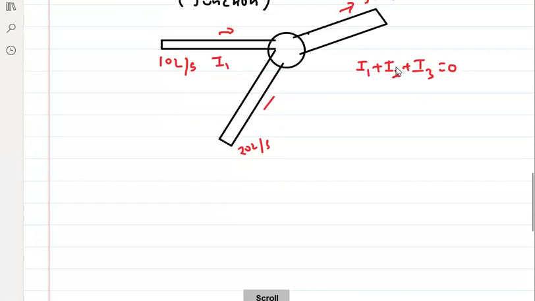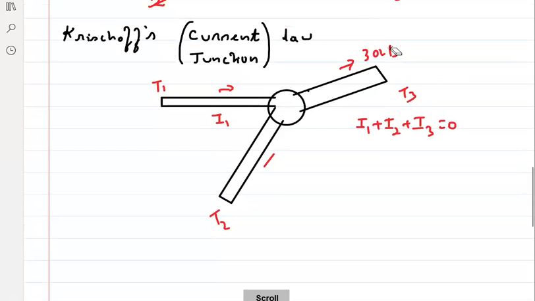Yes? Now, think about it. Suppose this is at temperature T1, this is at temperature T2, and this is at temperature T3. And this junction will obviously be at temperature T, because it is your common temperature. So, what is I1?